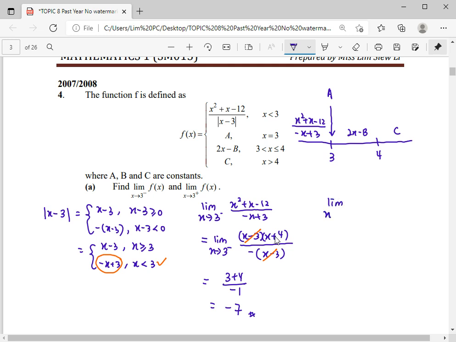Then we continue for the next question. Limit as x approaches 3 from the right hand side. For the function, you can see this is our x equals to 3. From the right hand side, our function is 2x minus b. Then we try to substitute our x equals to 3 inside here. It will give us 6 minus b. So that will be our answer in terms of b.